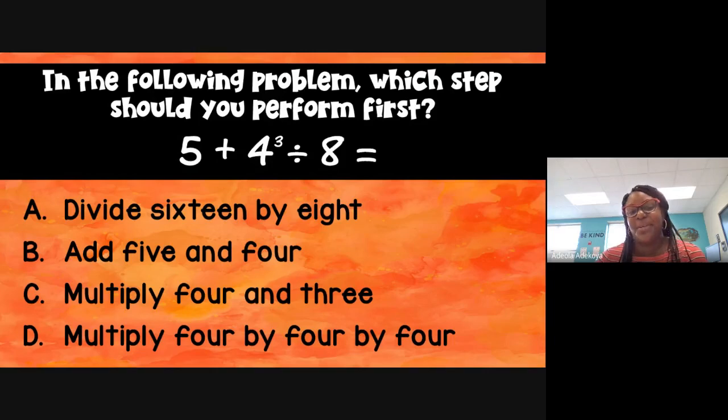So we've got 5 plus 4 cubed divided by 8. And remember the order of operations. So what do we have to do first? We do not have any groupings or parentheses here. So the next would be exponents. So we need to multiply 4 by 4 by 4. This exponent here tells me how many times I'm going to multiply 4 by itself.